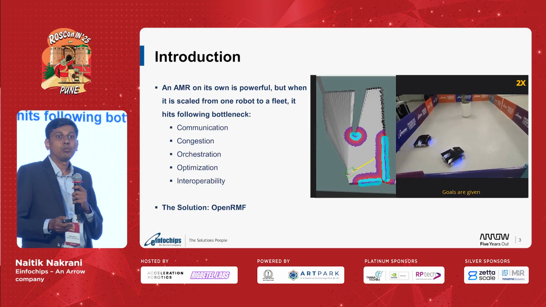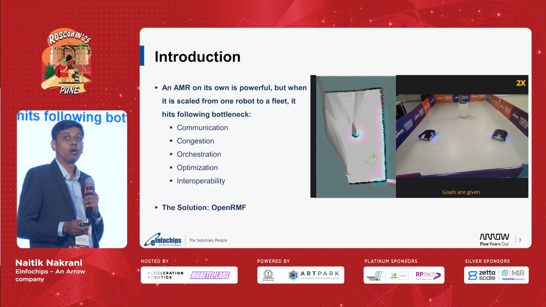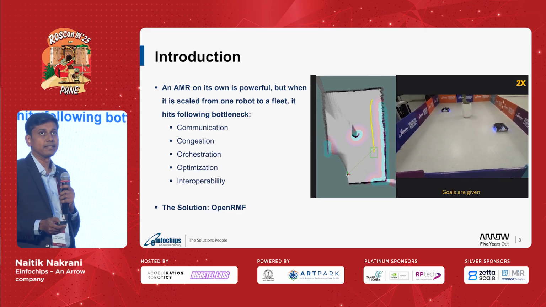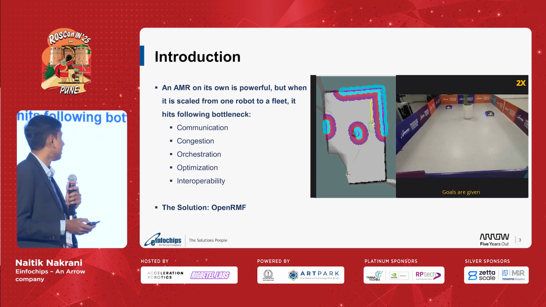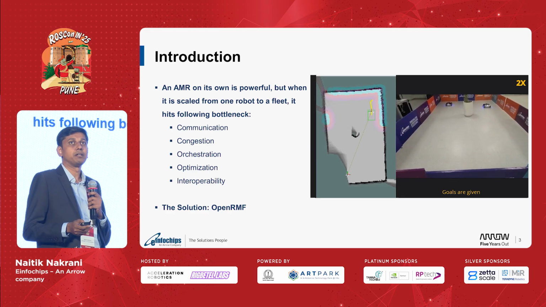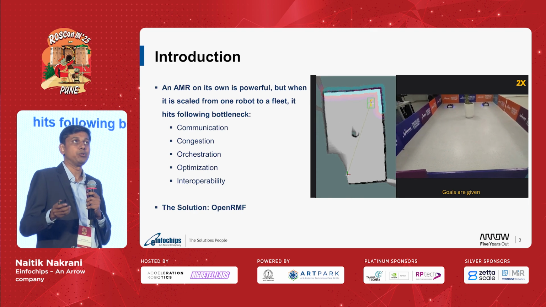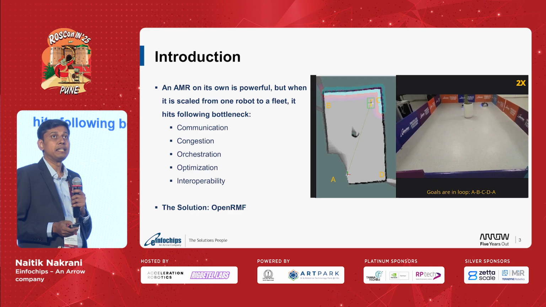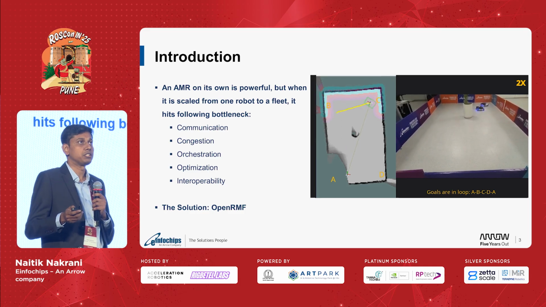Working with one robot, life is very easy. But when you move from one robot to let's say 5 or 50, you will really hit bottlenecks. So we did a small experiment at our facility. We ran two AMRs continuously in a loop from point A to B to C to D in opposite manner, and they were running independently with their own SLAM and navigation stack.